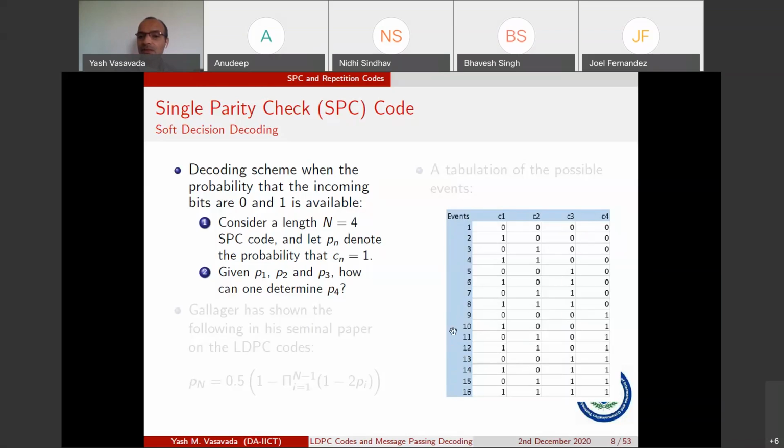Now, which are the events in which C4 is equal to 1? You will see that C4 is equal to 1 in events 9, 10, 11, 12, 13, 14, 15, 16. The last 8 events are the ones in which C4 is equal to 1. But they are repeated events, right? The first state and the last state are the same only.